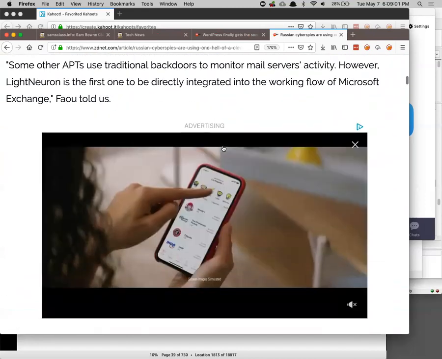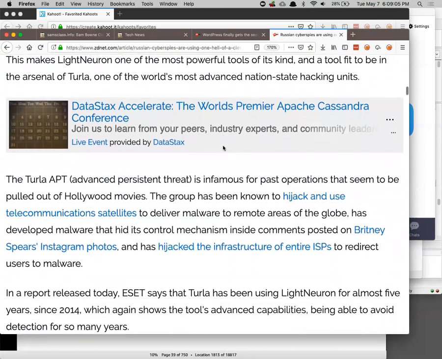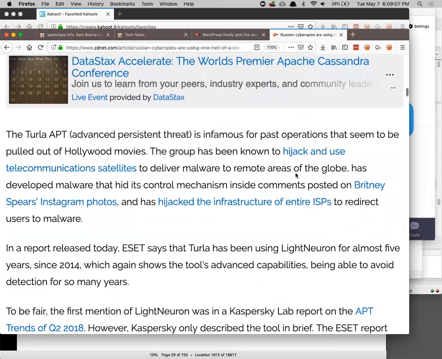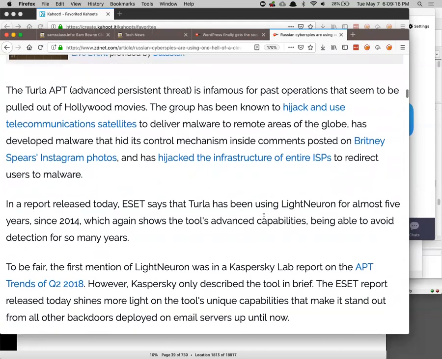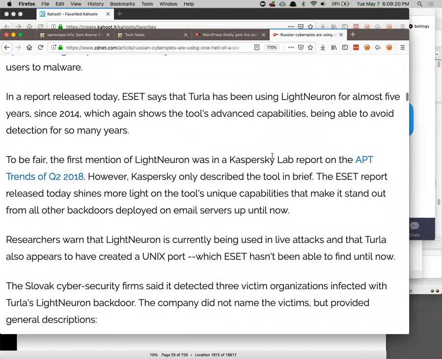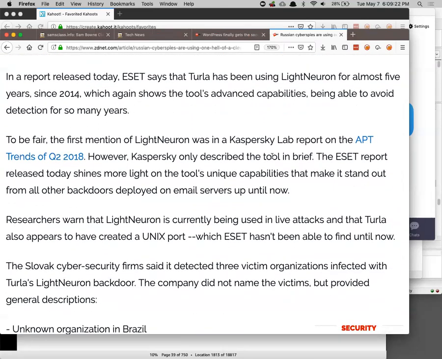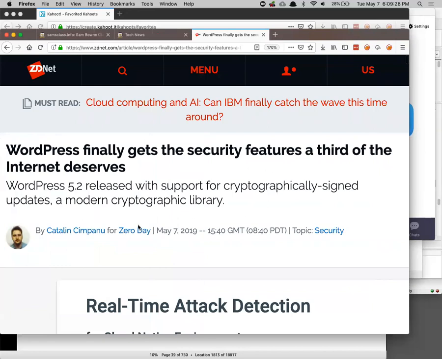It specifically targets Microsoft Exchange. And they have done so many bizarre things, which are straight out of science fiction. They hijacked telecommunication satellites to deliver malware. They hid malware inside Britney Spears' Instagram photos. They hijacked the infrastructure of ISPs. They've done all this outrageous stuff. So it sounds like they're the DARPA of Russia. Anyway, all right. And this is great.